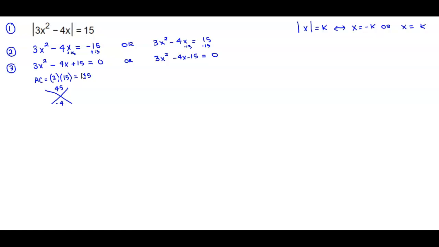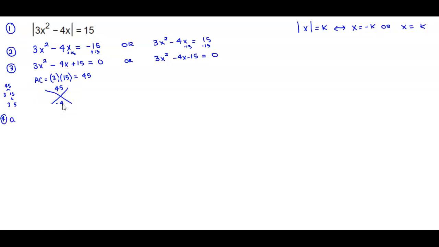Okay, so we know that 45 in prime factorization form is 3 times 15, and this is 3 times 5. So what two numbers can we multiply to get positive 45, then when we add them together, we're going to get negative 4? Because we cannot find two numbers that multiply to positive 45 and add to negative 4, now we've got to use the quadratic formula.